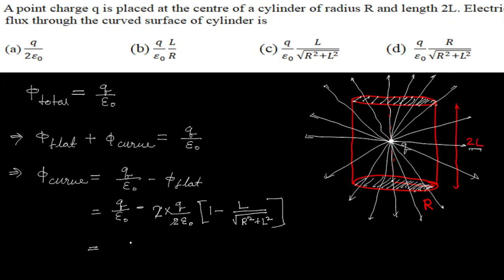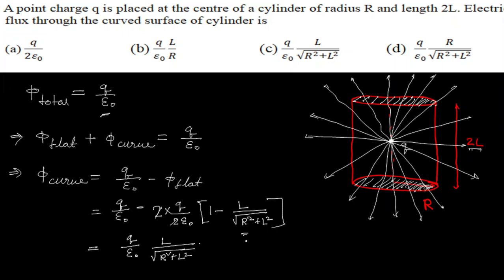So we'll get q by epsilon naught times L divided by under root of r square plus L square. So this will be the flux through the curved surface. So using this result and the concept of Gauss law, we can easily calculate the flux through the curved surface.